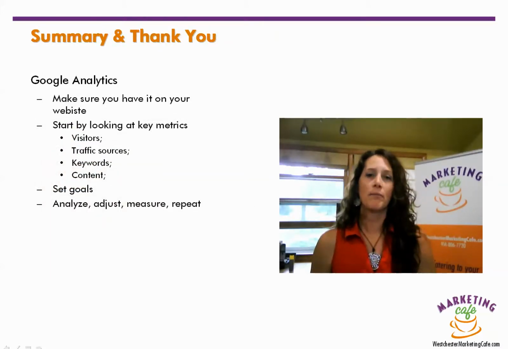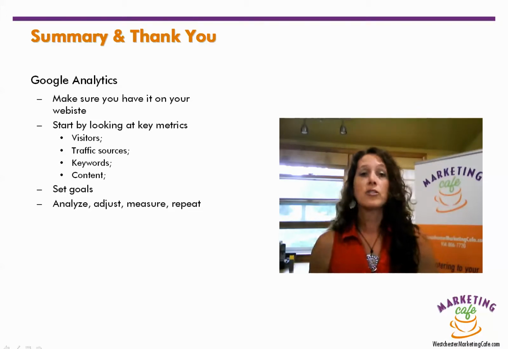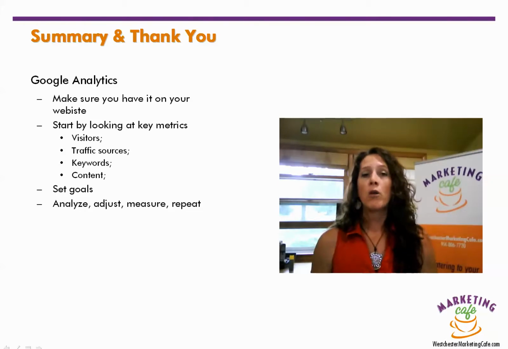Let's wrap it all up. The first thing you want to do is make sure that you have Google Analytics already installed on your website. Even if you're not going to use the information right away, when you are ready, at least you'll have some history to look at and some information that you can analyze. When you are ready, start by looking at 4 key metrics: your visitors, your traffic sources, keywords, and content. Once you're comfortable tooling around, now you can start to set up some goals for yourself. Then you're going to analyze, adjust, and repeat.